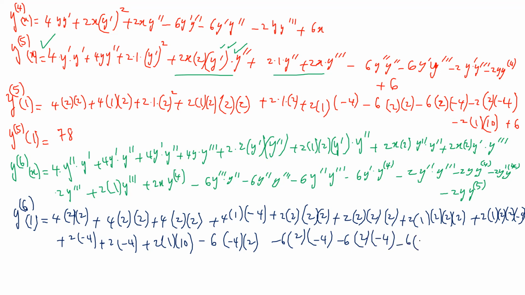You can always get this checked. This one is 2. The quadruple prime is 10. Here the double prime is 2, and then here the triple prime is minus 4. Minus 2 into y, which is 1. And then the quadruple prime, we found it to be 10.